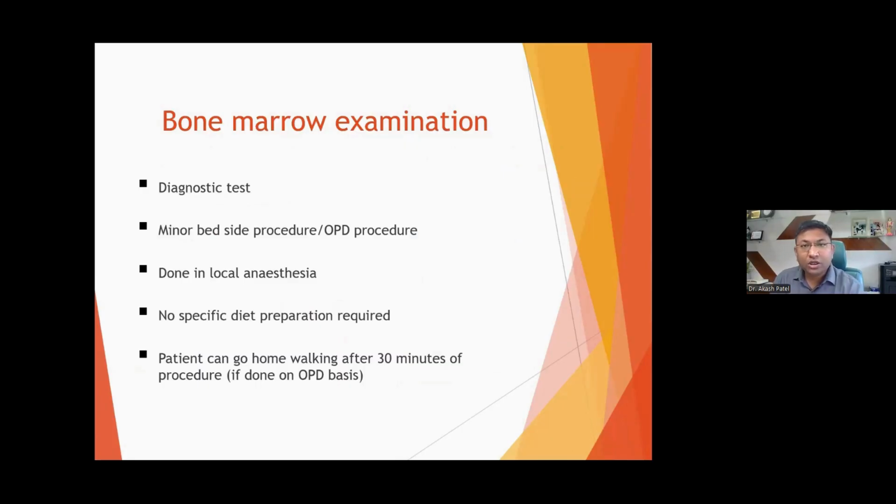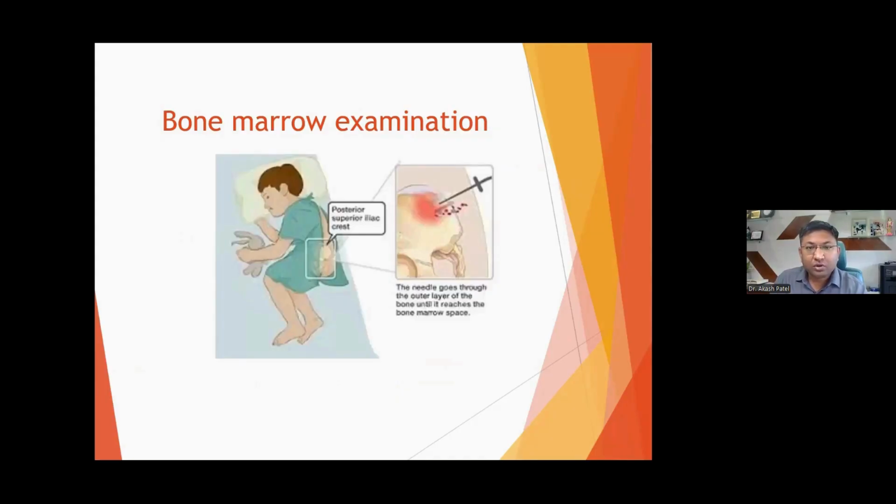If we talk about bone marrow examination, how to do it, it is quite a simple diagnostic test, a minor bedside procedure, and it is done under local anesthesia. No specific diet preparation is required, and the patient can go home walking after just 30 minutes of the procedure. We routinely do it on an OPD basis. So these are the positions for the bone marrow examination. We do the biopsy from the posterior superior iliac crest.